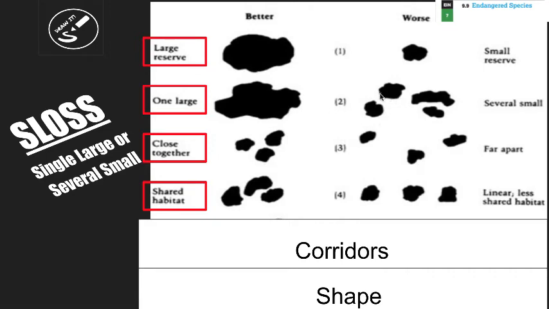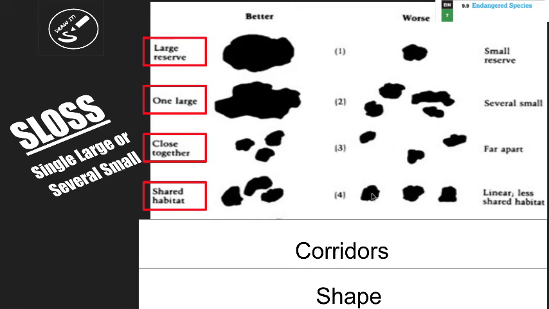They can be close together or far apart. Close together is better because if they do need to migrate, they're closer. And then we can have our shared habitat here as well, that these organisms are more clumped together than farther away in a linear fashion.